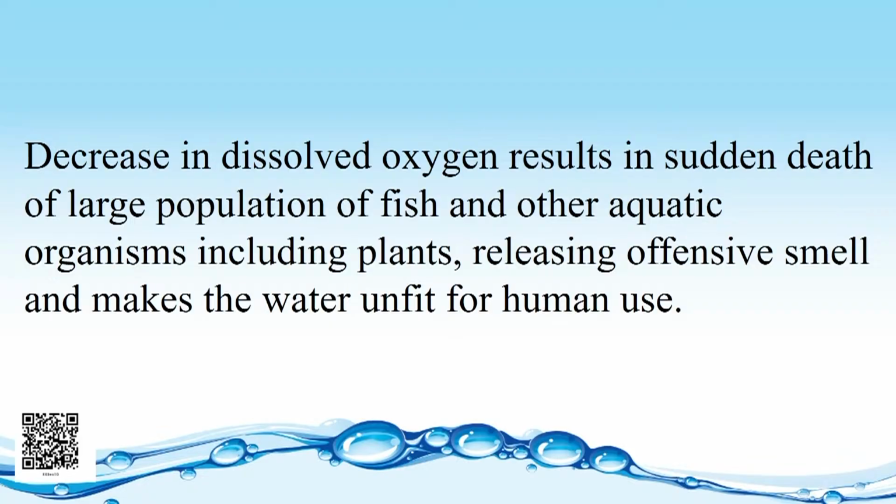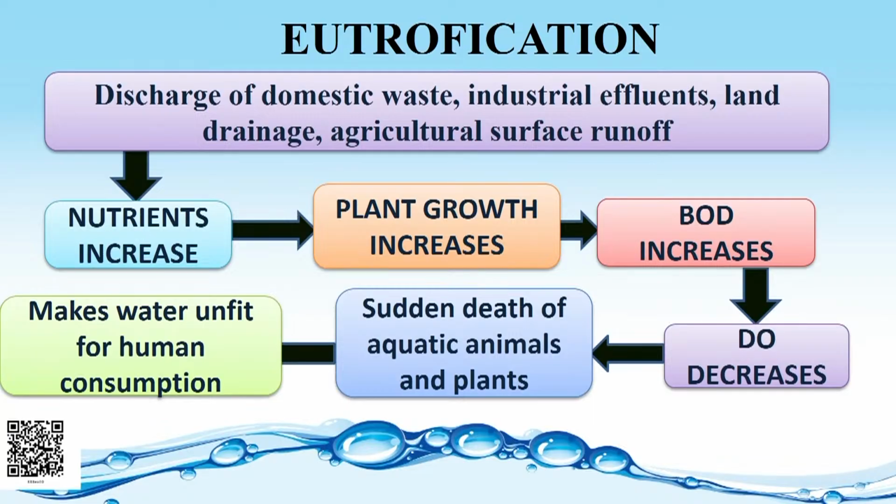A common lake or stream contains a small amount of oxygen in the form of dissolved oxygen. Dissolved oxygen, or DO, is a crucial component of natural water bodies, maintaining the aquatic life and aesthetic quality of streams and lakes. Decay of dead organisms, including plants, releases an offensive smell and makes the water unfit for human use. So this is the process of eutrophication: when domestic waste, industrial effluents, land drainage and agricultural runoff are discharged into the water, nutrients increase. When nutrients increase, then dissolved oxygen decreases.